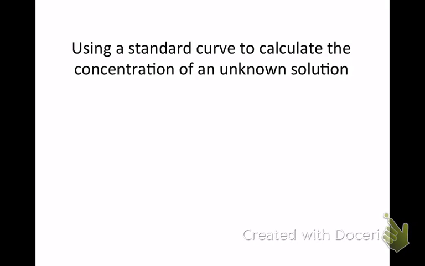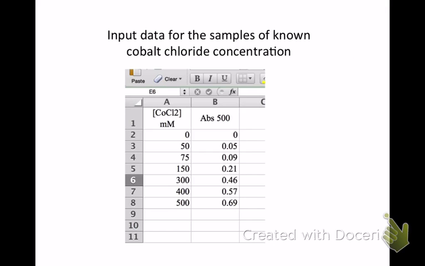In this tutorial, we're going to generate a standard curve, and we're going to use that curve to calculate the concentration of an unknown solution. So the first thing we're going to do is, in Excel or any other spreadsheet program, put the data in for the spectral readings that we obtain. In this case, it's for cobalt chloride.